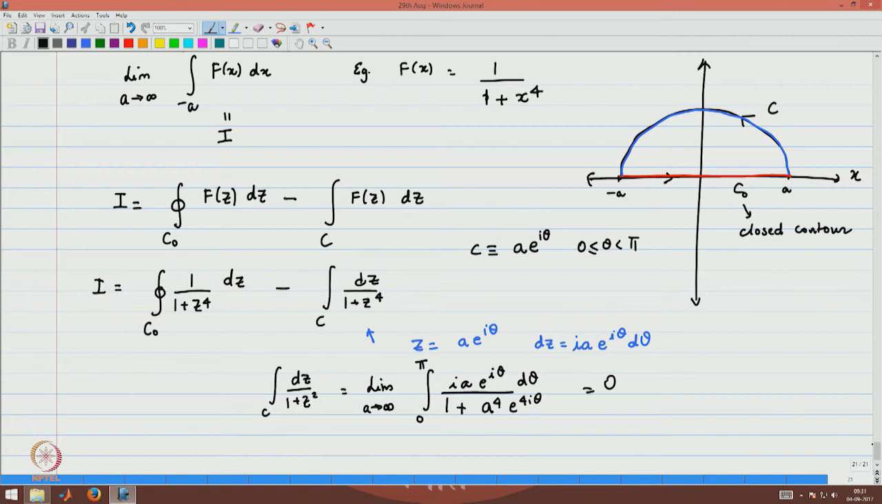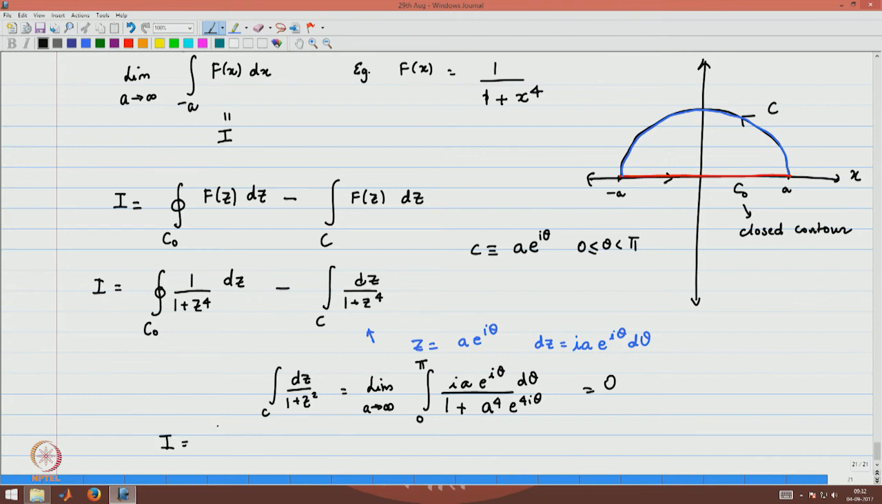Now, in some cases this integral might not go to 0. For example, if you just had a e raised to i theta in the denominator, instead of a power 4, if you had 1 plus z, then clearly this integral would not go to 0 in the limit as z goes to infinity. In that case you have to actually evaluate this integral, but in this case it is fairly straightforward that the integral will go to 0.